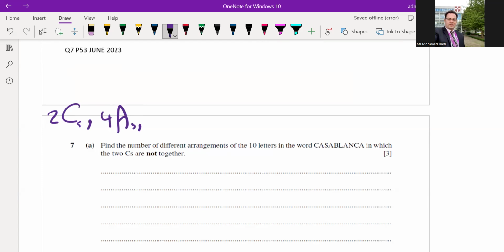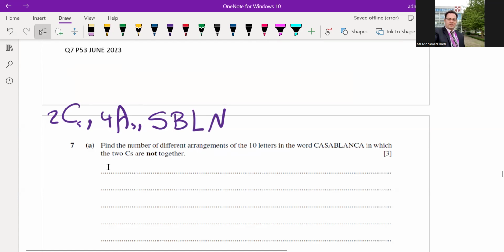And we have 4 different letters, which are S, B, L, and N. Okay, let's start now. Find the number of different arrangements of the 10 letters in the word Casablanca in which the two C's are not together.